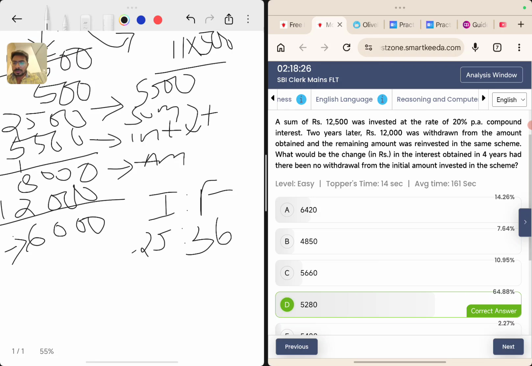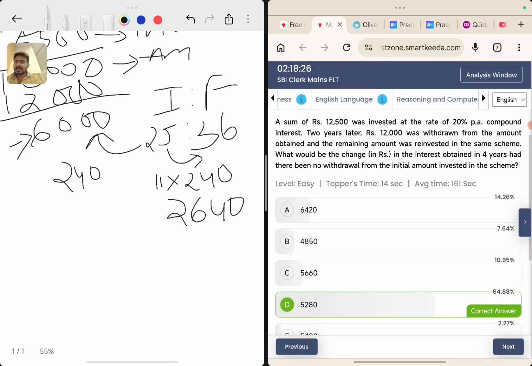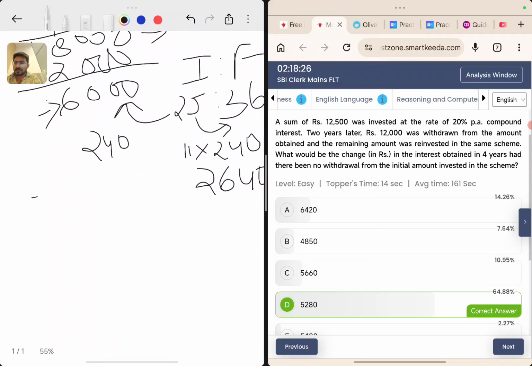So 25 parts is 6,000, so 25 into 24 is 600, and one more zero means 240. So here the interest rate is the same, 11 parts. 11 parts means 11 into 240, which is 2,640 rupees. So in these 2 years, the total interest he got: the first interest was 5,500 and the other two, the third and fourth year interest, was 2,640.